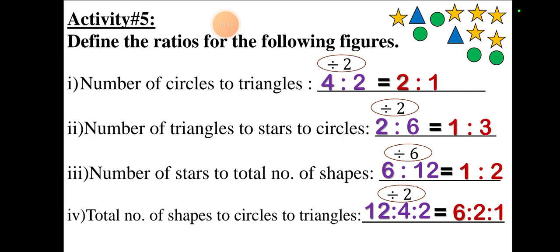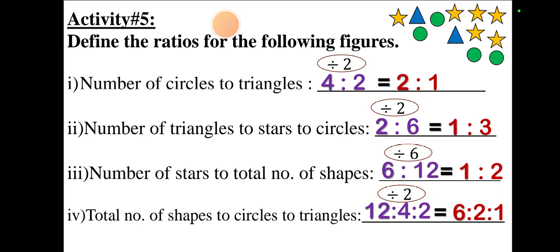Number of stars to the total number of shapes: stars are 6 and total shapes are 12. So 6 ratio 12 divided by 6, so I will get 1 ratio 2. Total number of shapes to circles to triangles. So first of all, I have to write the total number of shapes, that are 12, ratio circles, that are 4, and triangles, that are 2. So 12 ratio 4 ratio 2 divided by 2, I get 6 ratio 2 ratio 1.